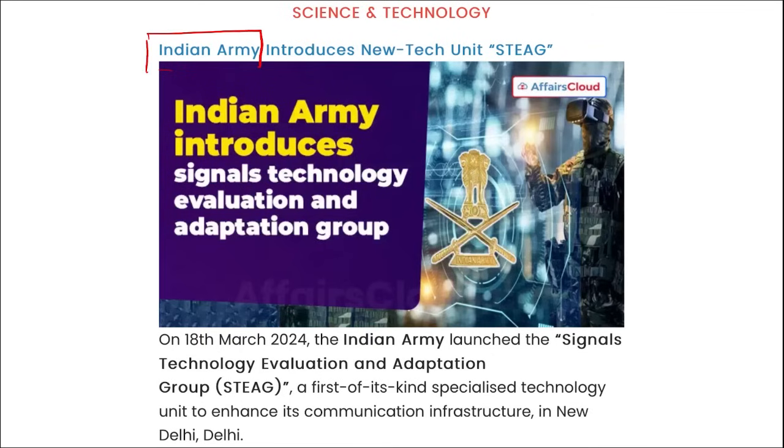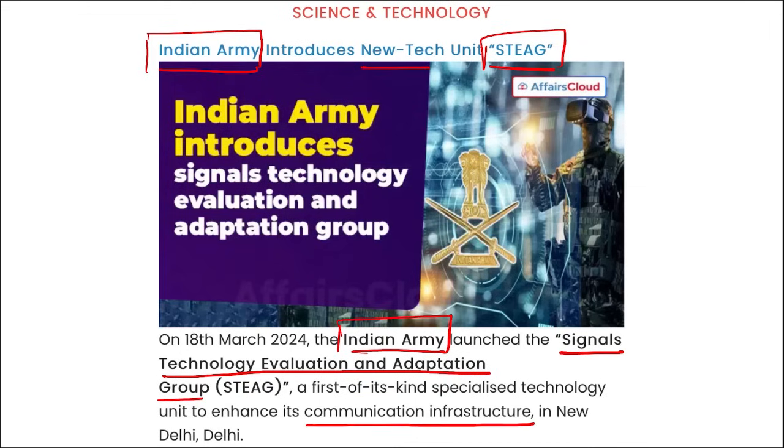They have introduced new tech unit, that is STEAG. Now, what is this STEAG? It stands for, and you have to remember this full form, Signals, Technology, Evaluation and Adoption Group. STEAG, launched by Indian Army, and this is the first of its kind technology unit to enhance the communication infrastructure in New Delhi.